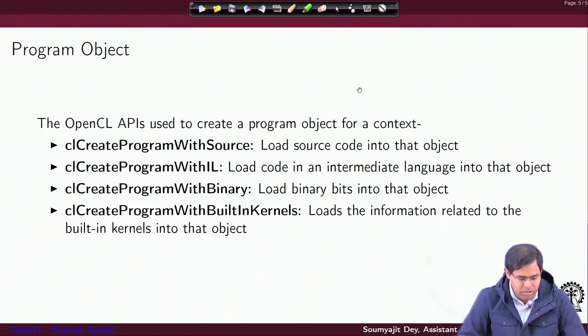And then you have CL create program with built-in kernels. This loads the information related to built-in kernels. You may have kernels which are already built in, so the program object doesn't need to create those kernel objects, but only obtain the information about them.